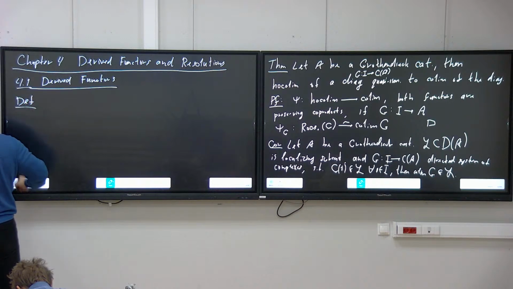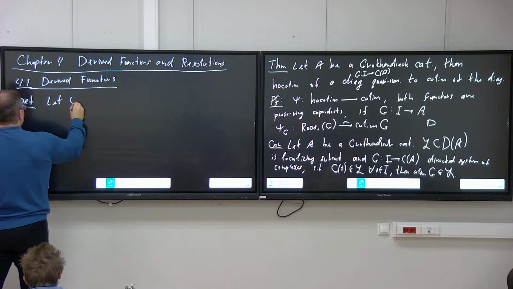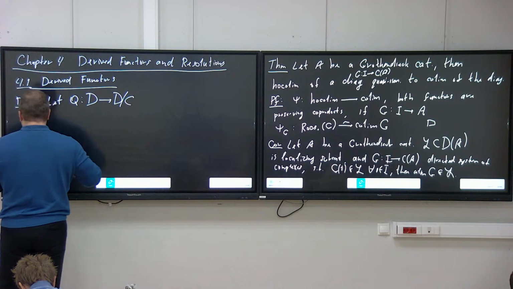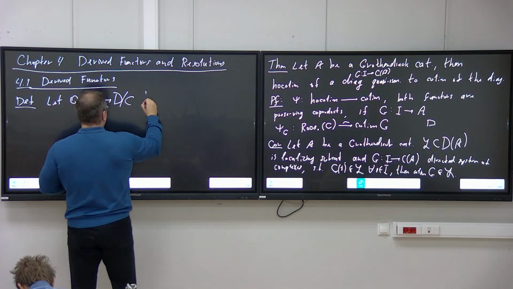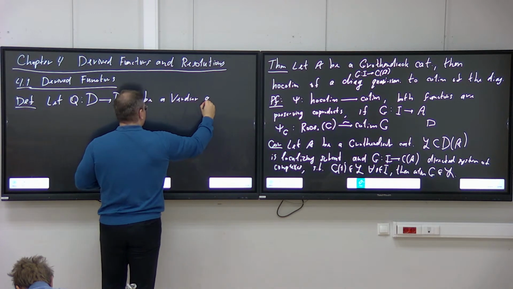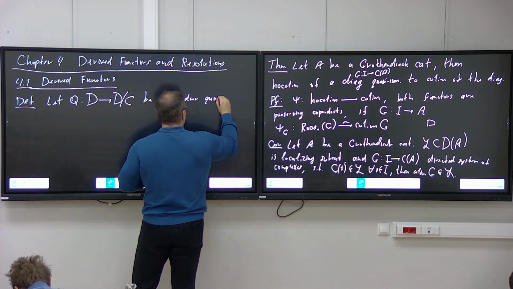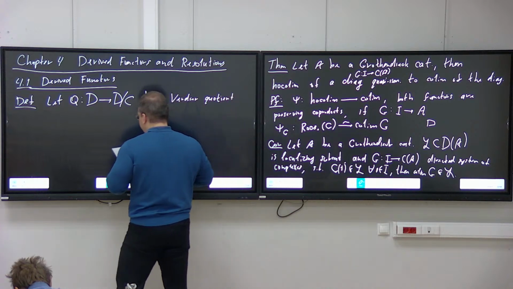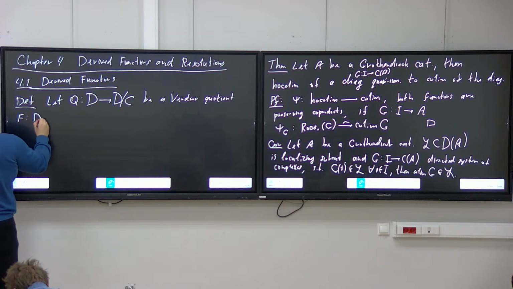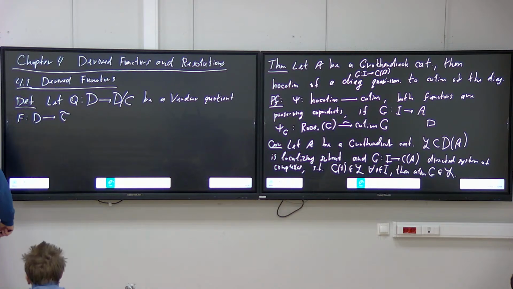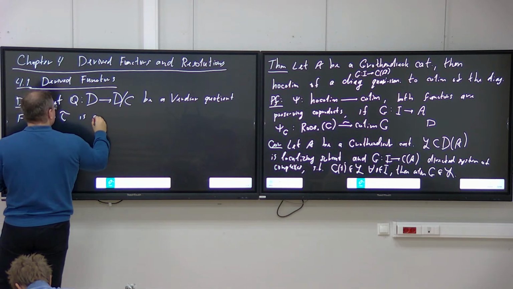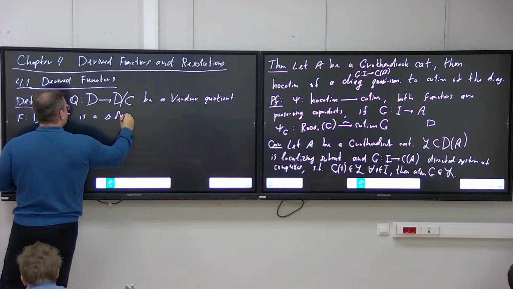So, first definition. Let Q from some triangulated category D to D mod C be a Verdier quotient. And F is a functor from D to some other triangulated category T, so F is a triangulated functor.